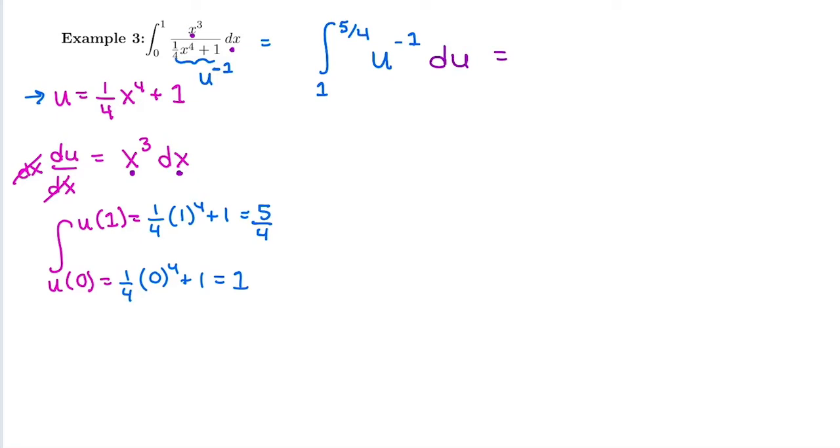If I do -1 plus 1, I would get 1/0 u to the 0. We cannot divide by 0, so anytime you add 1 and you get 0, you want to remember that is going to be an ln problem. In this case, it's going to be ln of u, no plus k. I'm going to use an evaluation bar from 1 to 5/4, and just grab my calculator.